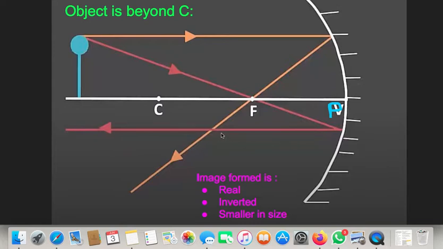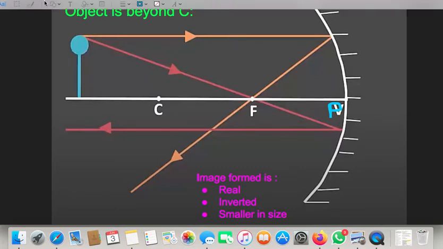So now, can we see that the two rays meet at a point? Yes, the two rays meet at a point. So then the image formed we are going to see. Everyone keep looking at the screen. See, my dear students, this is the point where the image is formed.